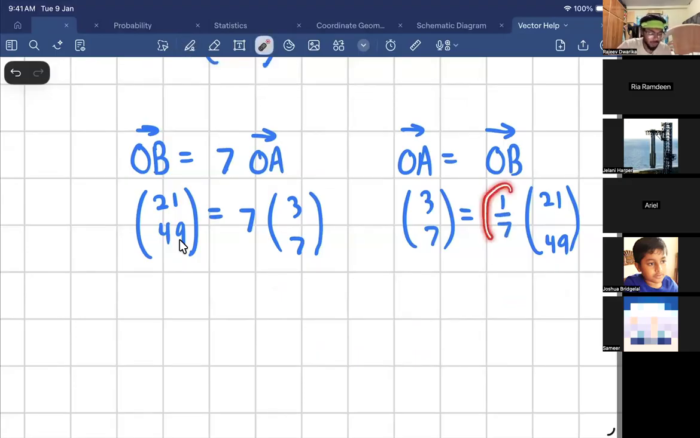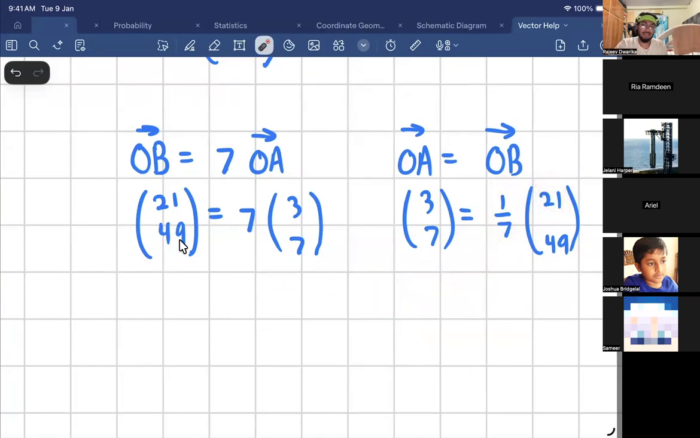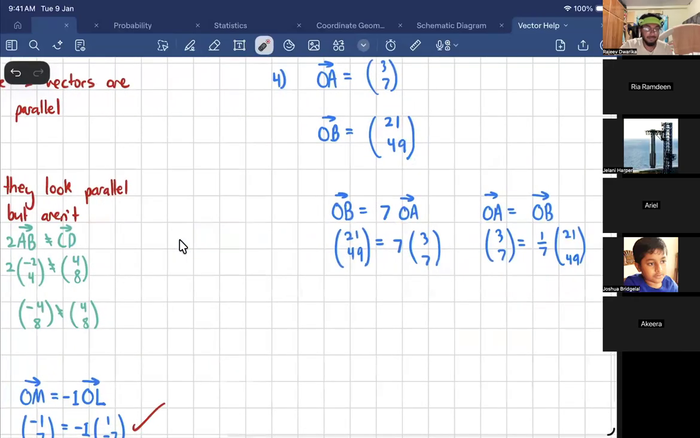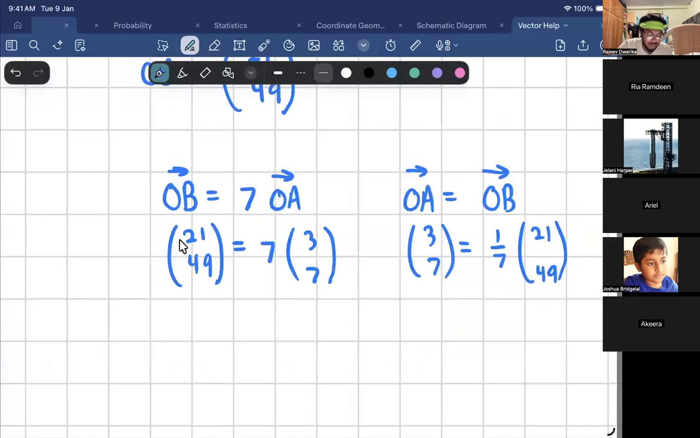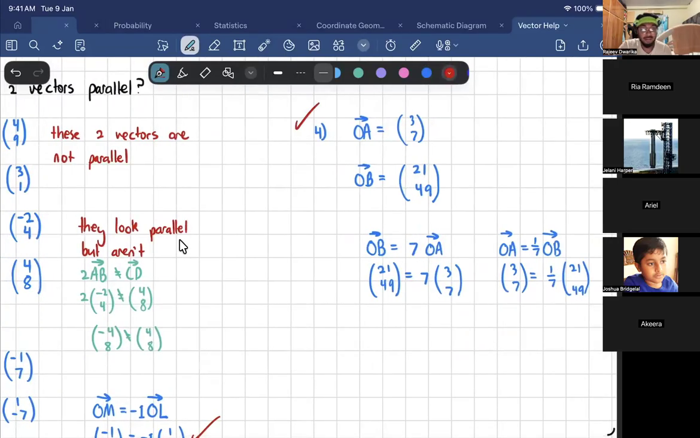Could somebody tell me what 1 over 7 by 21 would give me? 3. 7 into 7 is 1. 7 into 21 is 3. 1 by 3 is 3. Is there anybody else in class that could tell me what 1 over 7 by 49 will give me? 7. Right, 7 into 7 is 1, and 7 into 49 is 7. 1 by 7 is 7. So in other words, you would say that OA is 1/7 of OB. So yeah, they are parallel.